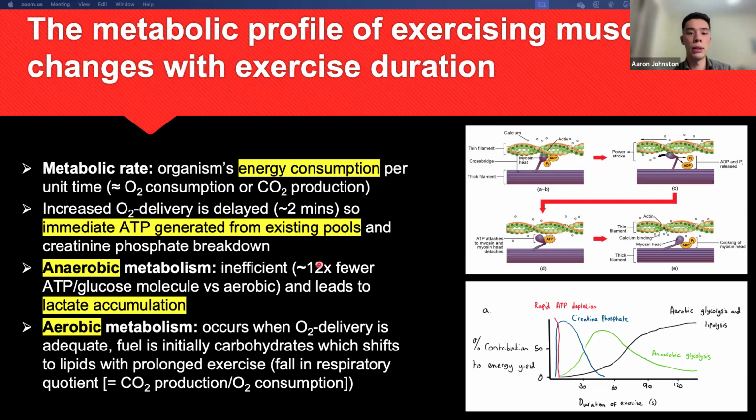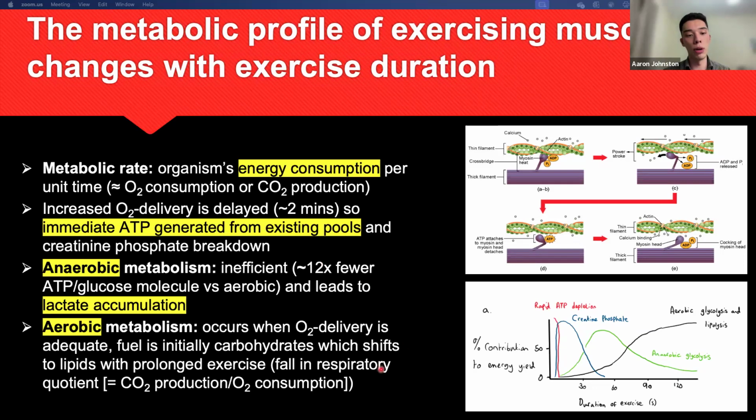Remember, anaerobic metabolism compared to aerobic metabolism is a very inefficient process, approximately 12 times fewer ATP molecules per each glucose molecule compared to aerobic metabolism. And it has the side effect of also leading to lactate accumulation, which we know is bad news. It affects pH and can also lead to pain.